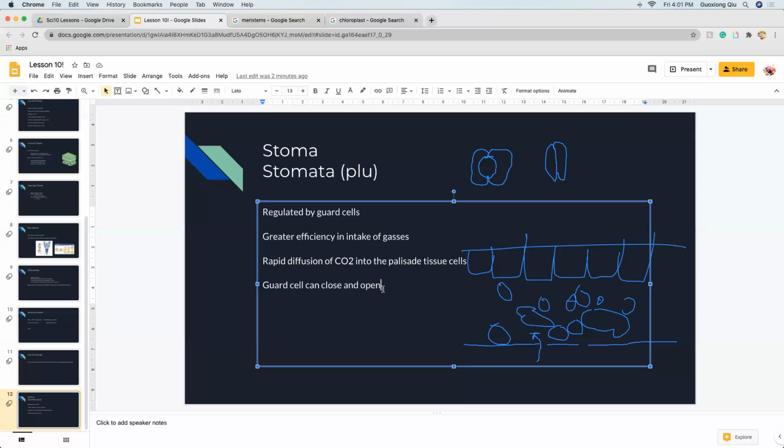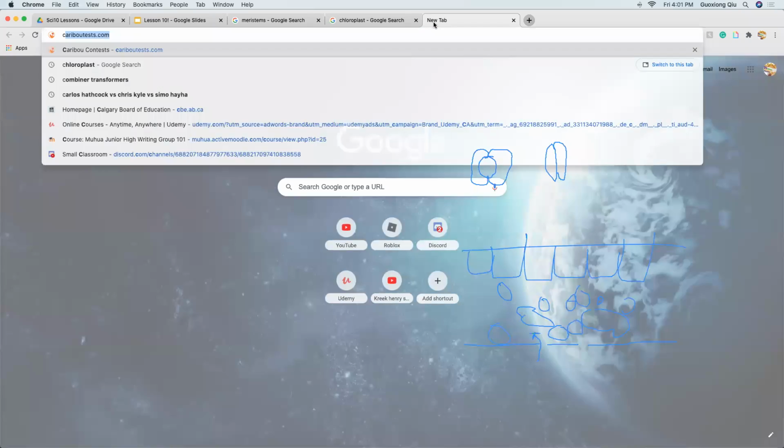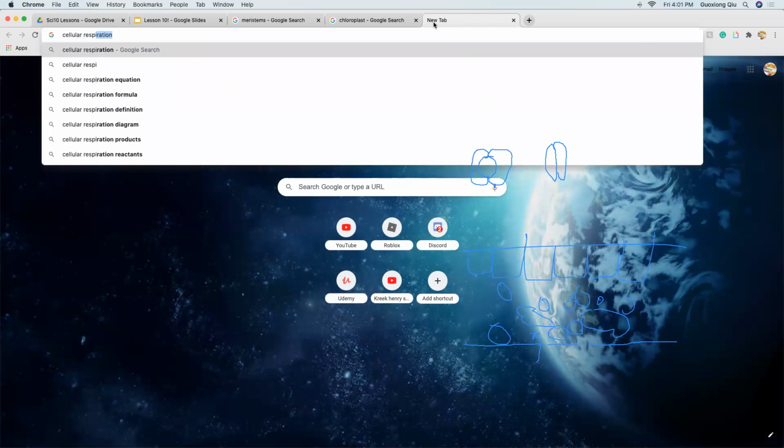Now, where does the water in the plant come from, besides from coming from the roots up to the leaves? It's also because, wait, give me a second as I Google how cellular respiration is performed, because I forget.